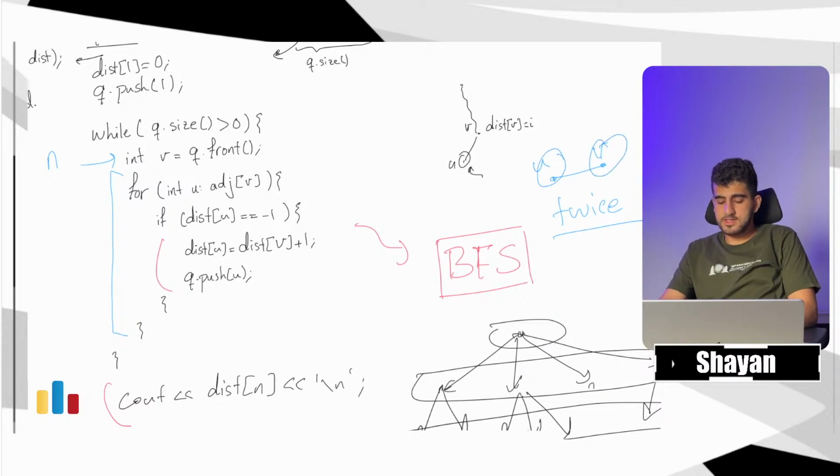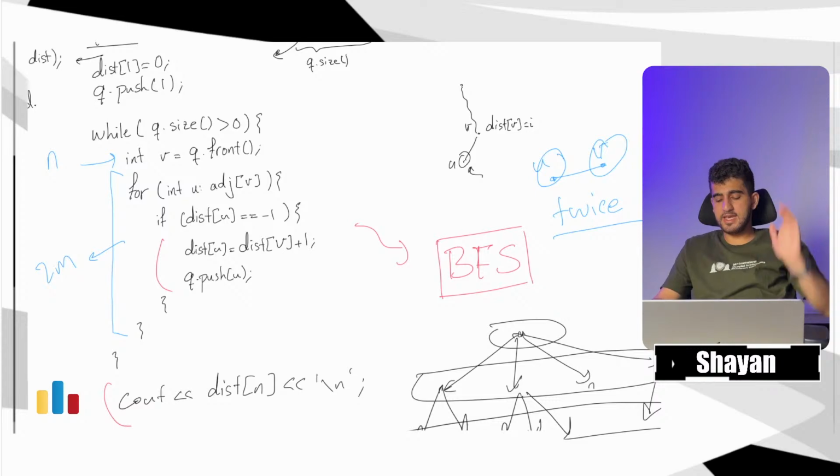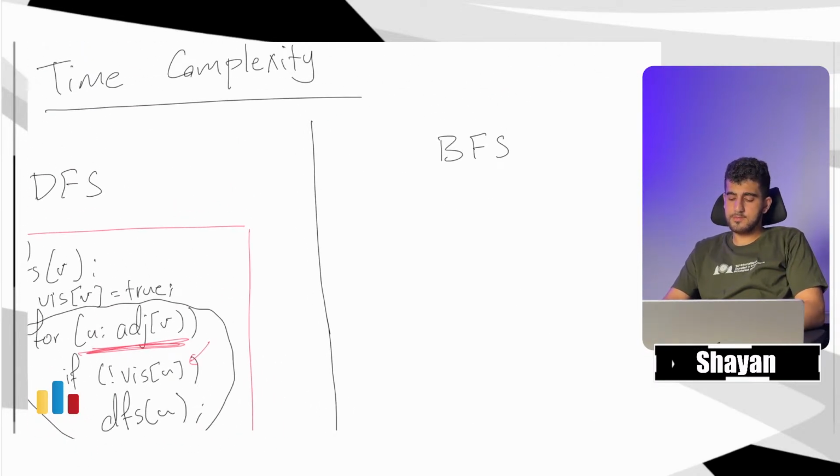Once in U and once in V. So the sum of the lengths, how many times this loop will be executed, is going to be 2m. So again, we have n plus 2m, which is going to be O of n plus m.